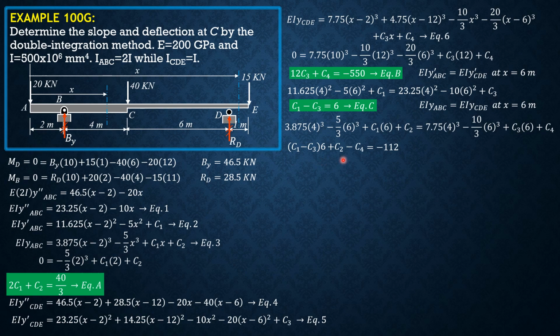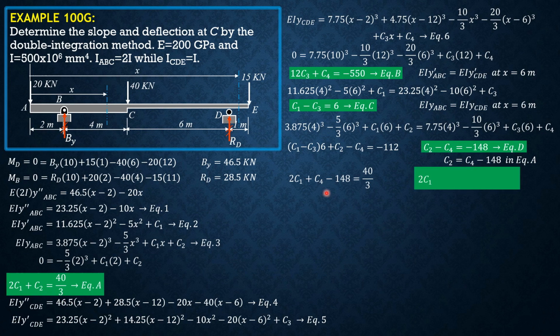So we can set up another equation, c sub 2 minus c sub 4 equals negative 148. Negative 112 minus 36, minus 6 times 6. Equation D, from here, c sub 2 is c sub 4 minus 148. So substitute this value in equation A. So 2 c sub 1 plus c sub 2, which is c sub 4 minus 148, equals 40/3. Simplifying, 2 c sub 1 plus c sub 4 equals 484/3.